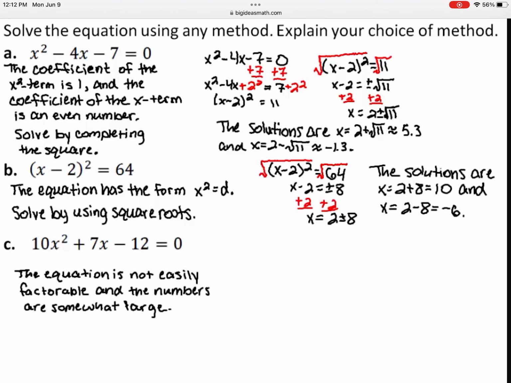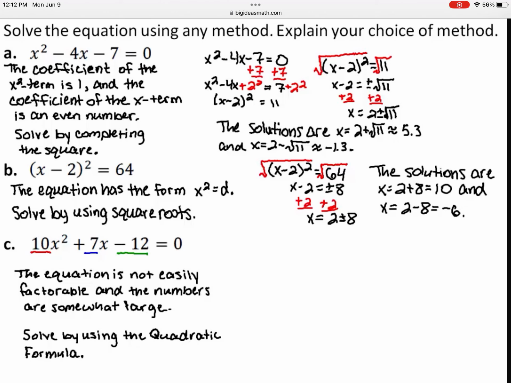Part C. 10x squared plus 7x minus 12 equals 0. The equation is not easily factorable, and the numbers are somewhat large. So solve using the quadratic formula. Notice that the equation is of the form ax squared plus bx plus c equals 0, where a is 10, b is 7, and c is negative 12.